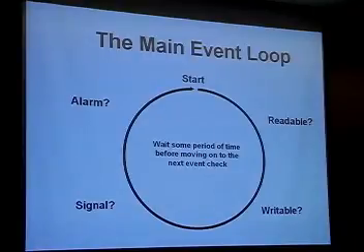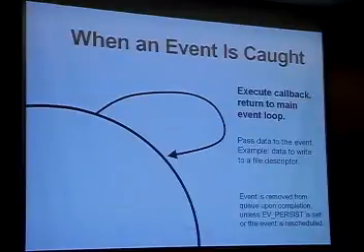And you can basically loop around this all you want. You wait at each of these for some period of time, a few milliseconds or even a few seconds if you really want to, before you move on to the next. When you catch an event, you execute a callback associated with that, and then you return back to the loop once you've completed that.